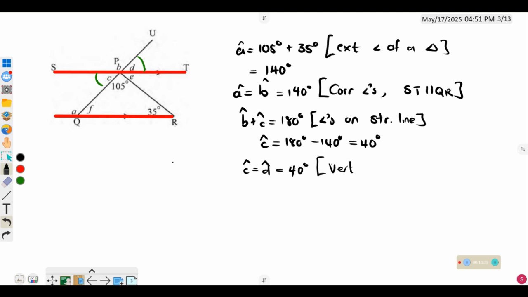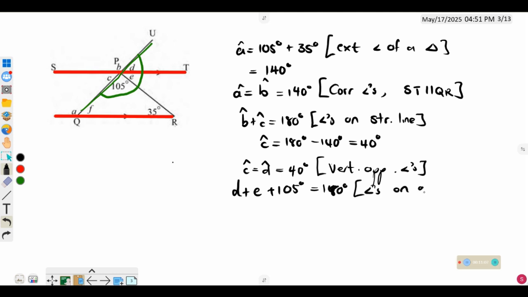Reason: these are vertically opposite angles, like that. And then we should find E. If you look at E now, we are looking at this straight line giving us three angles. When you sum up those angles, being angle D, angle E plus the 105 degrees, this should give you 180 degrees, and these are angles on a straight line.